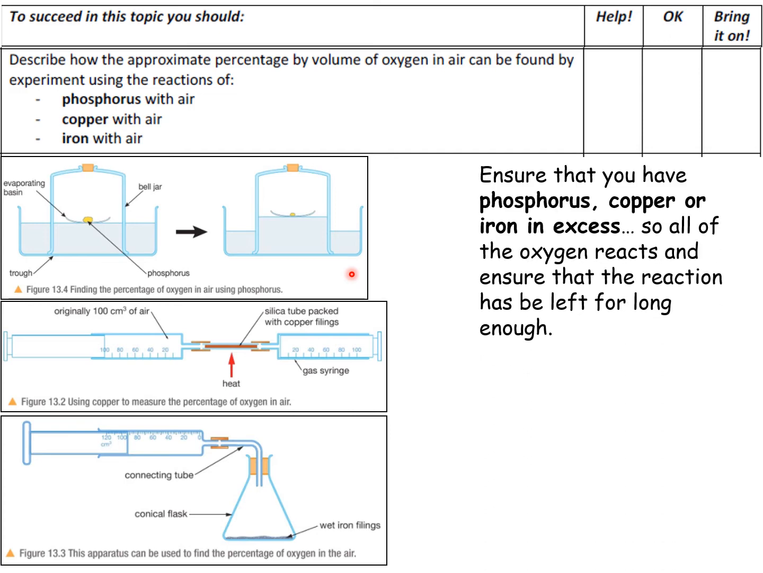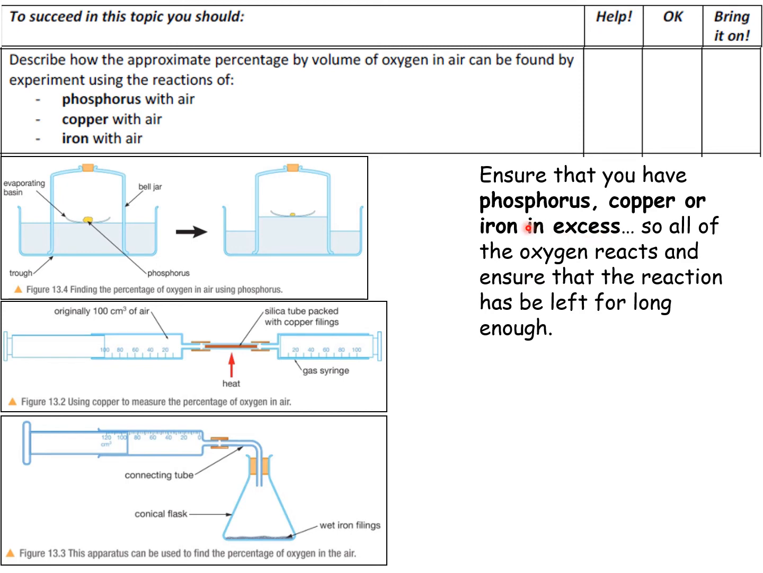So one common question they may ask is, what is an error in these experiments? And in pretty much all of them, it's ensuring that you have enough of the substance, phosphorus, copper or iron, in excess, so all the oxygen reacts. So you want to make sure that all the oxygen in the system has gone, so you get a good calculation. If it's not all gone, then you'll get a lower reading for oxygen. You won't get the full percentage. Okay, so all of the oxygen reacts.